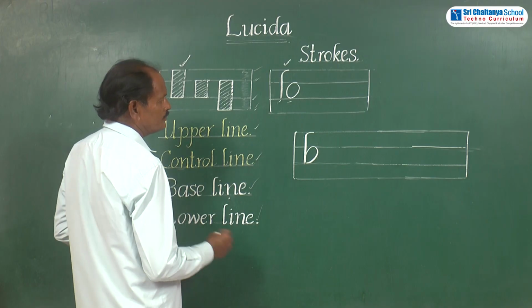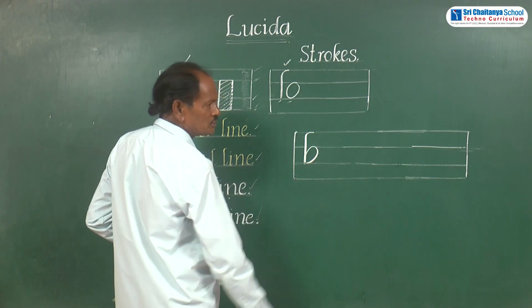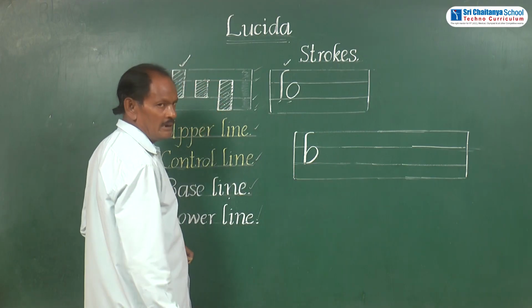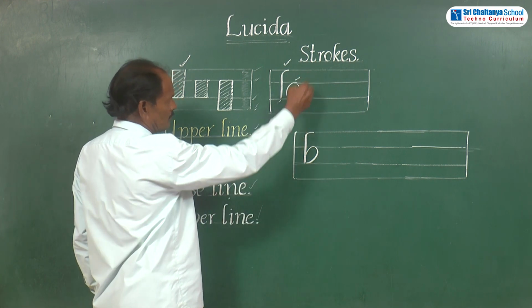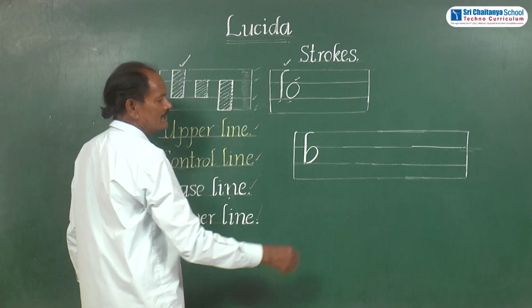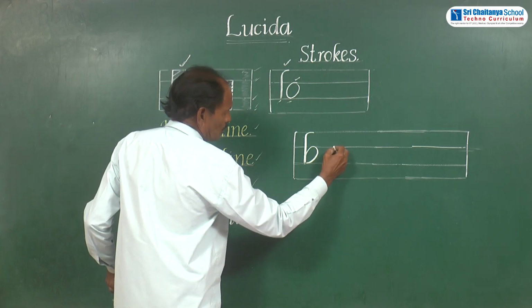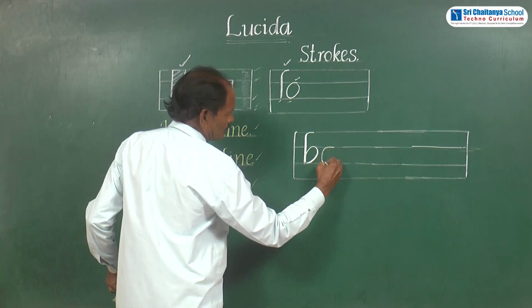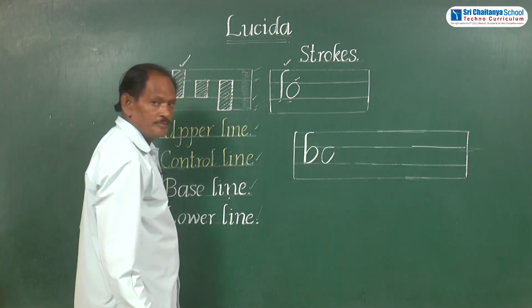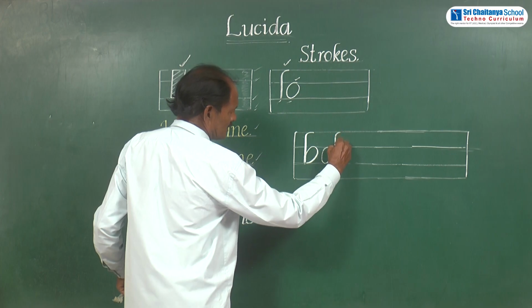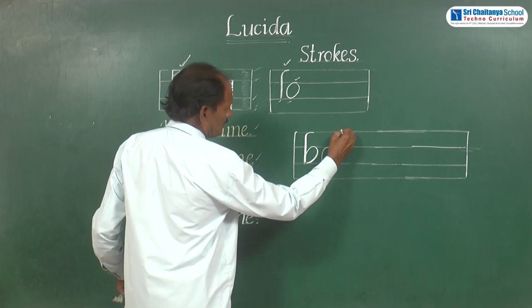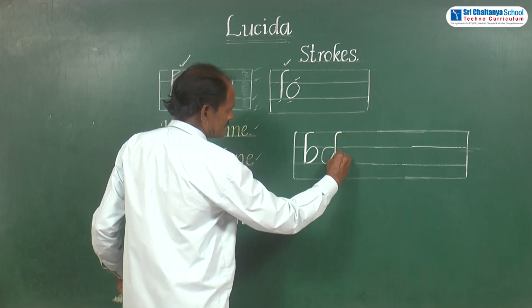Okay, next, the second upper zone letter is D. D is also written with the help of the oval shape and this upper zone stroke. One is the oval shape like this we have to write, and the second stroke is an upper zone stroke. We have to write like this, the upper zone stroke.